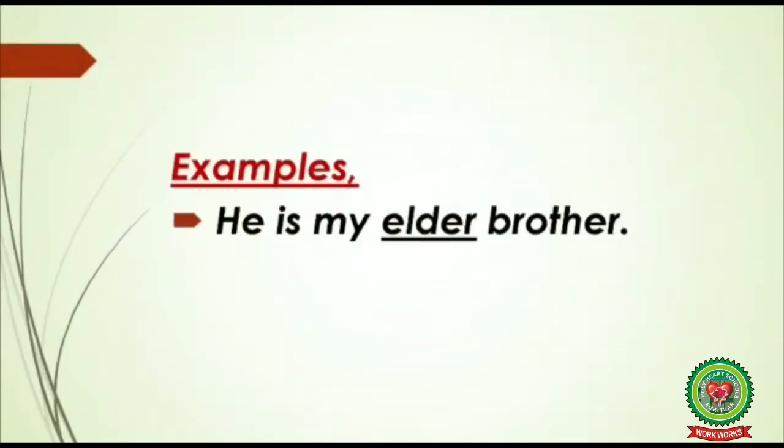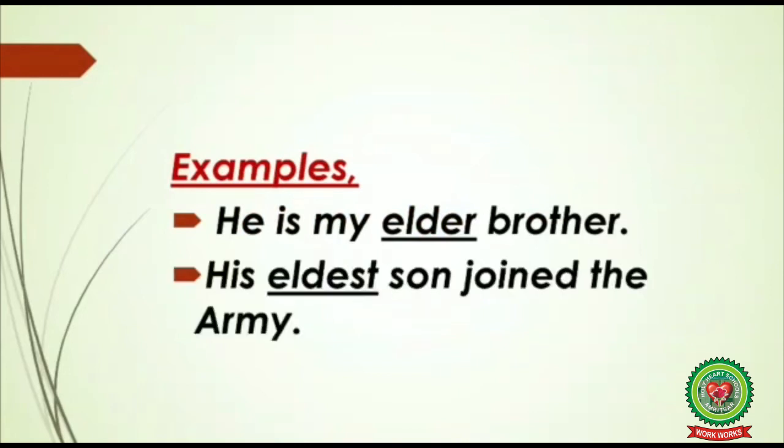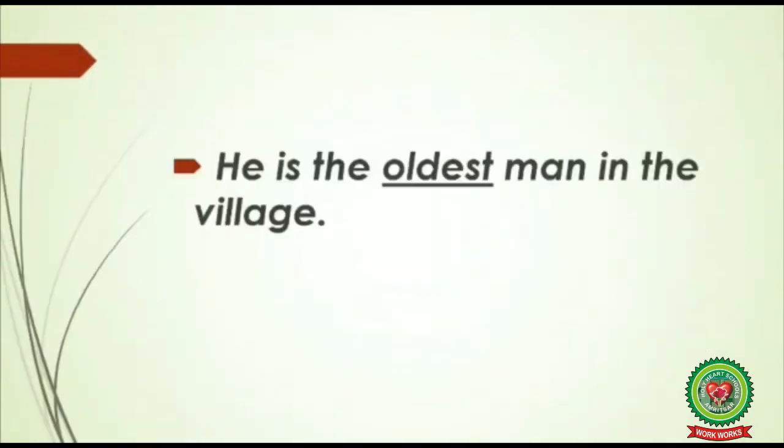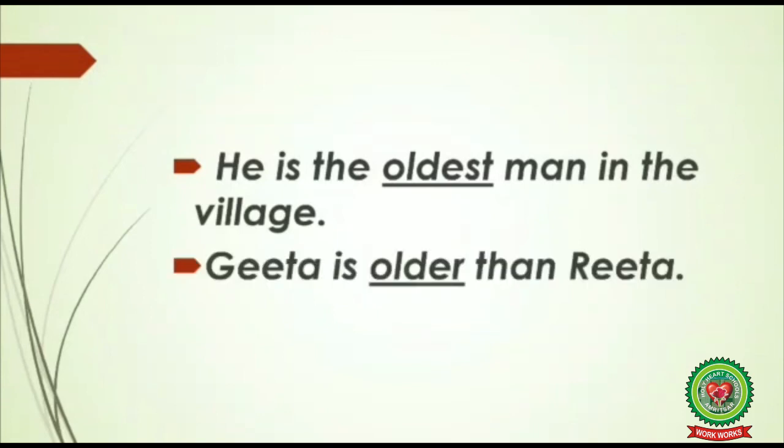Students, let's take up examples. He is my elder brother. His eldest son joined the army. Students, both the sentences show blood relations. Let's proceed further. He is the oldest man in the village. Geeta is older than Rita. Students, in these sentences, we can see that the subjects are not related by blood.